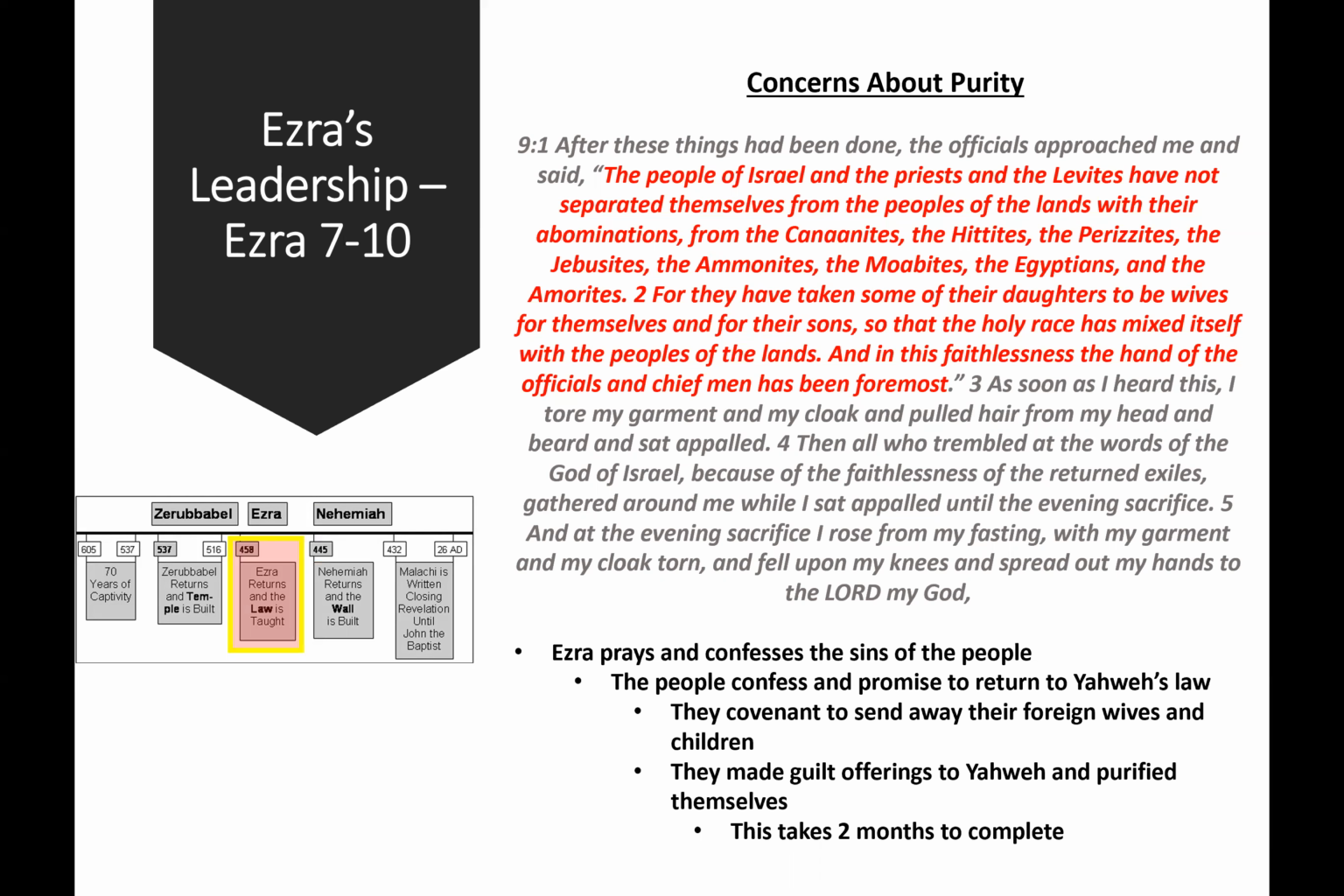Here he says that the officials and the chief men, so the leaders of the people that are there, have been the worst. And so Ezra falls on his knees and he prays and he confesses the sins of the people. And the people confess their sin and promise to return to Yahweh's law. And so they covenant to send away their foreign wives and their foreign children. And they make guilt offerings to Yahweh and purified themselves. But there's so many of them that it takes 2 months to complete this.